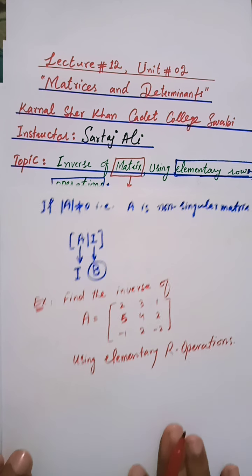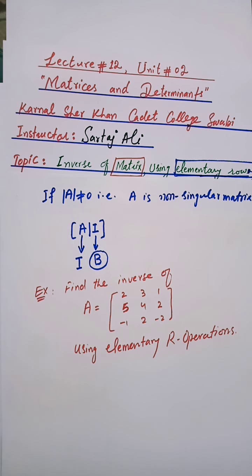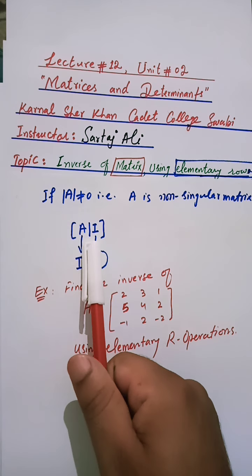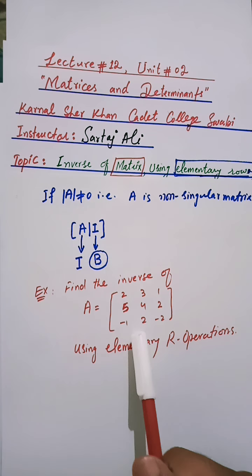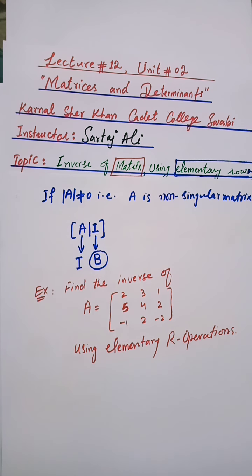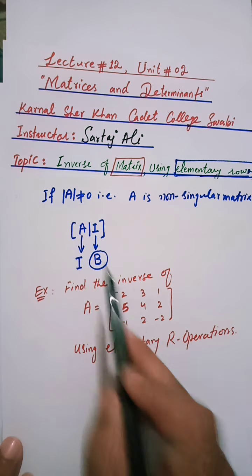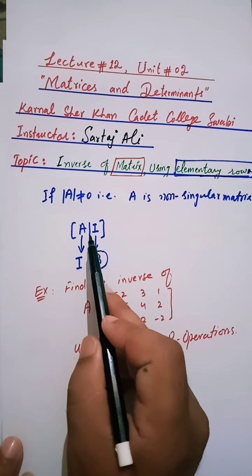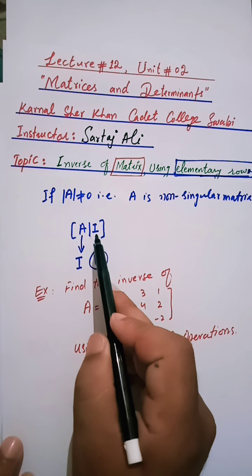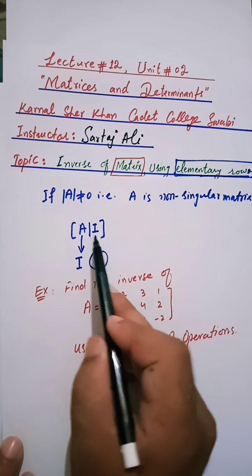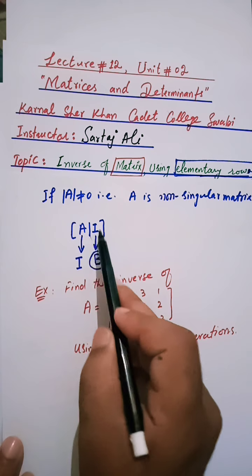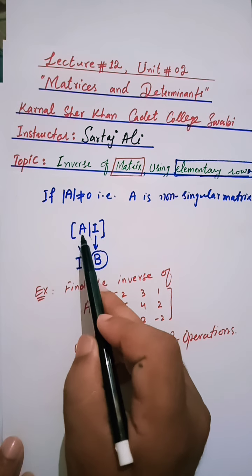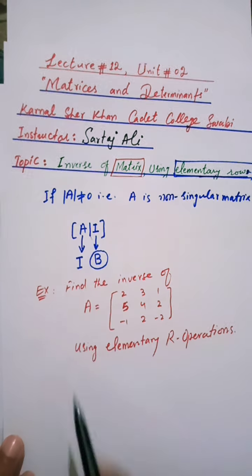So first of all, we will associate a 3 by 3 identity matrix with this matrix. I am writing the given matrix in this form: A bar at this vertical line, and on the right side of the vertical line you must associate the identity matrix of the same order that A has.